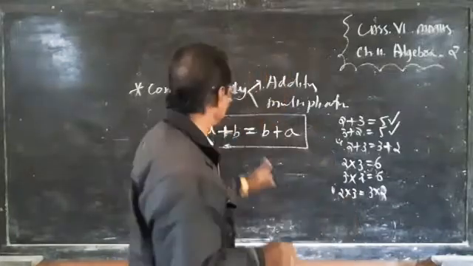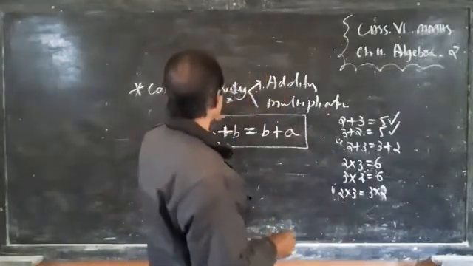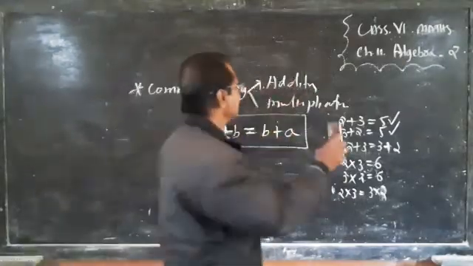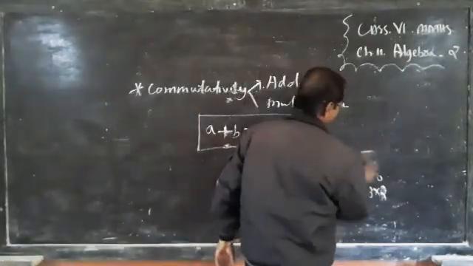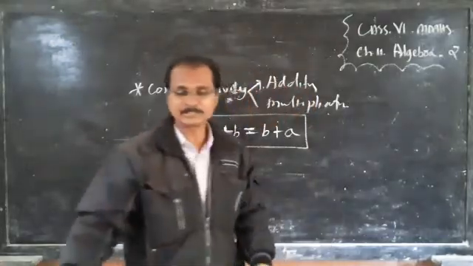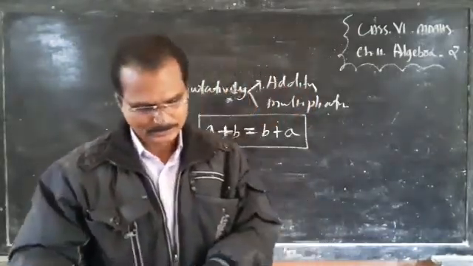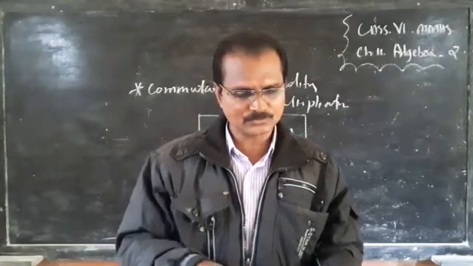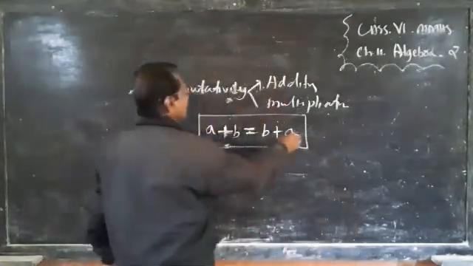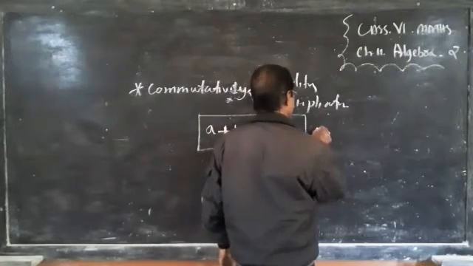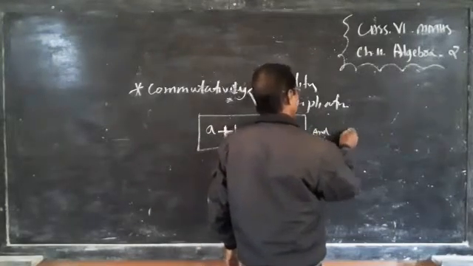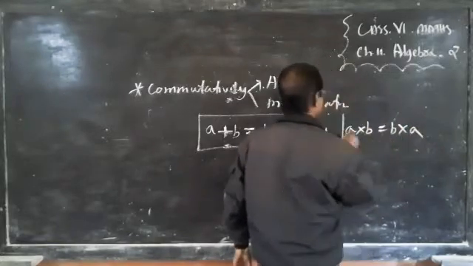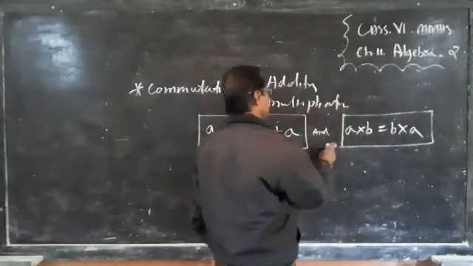So that is called commutativity for addition and multiplication. When we interchange the numbers, there is no change in the value. This is what we call commutativity. In the same way, in multiplication, a into b equal to b into a. This is addition and multiplication.